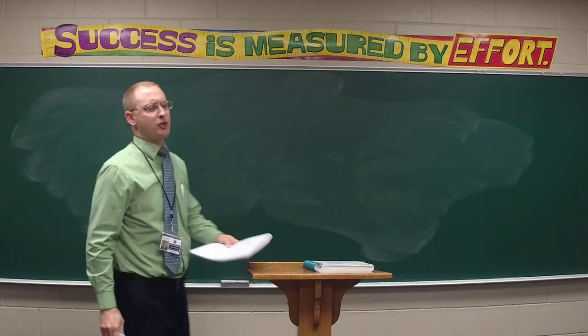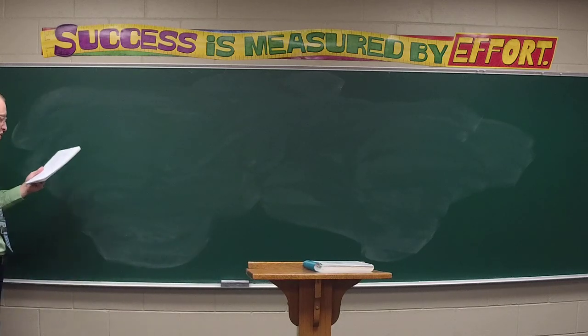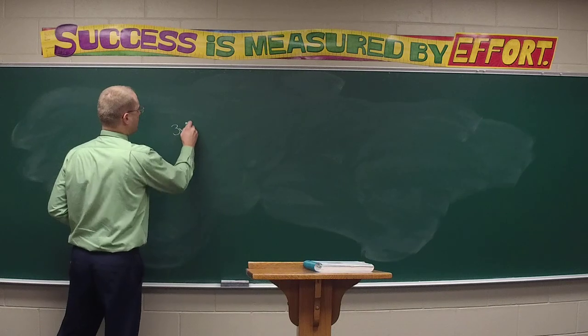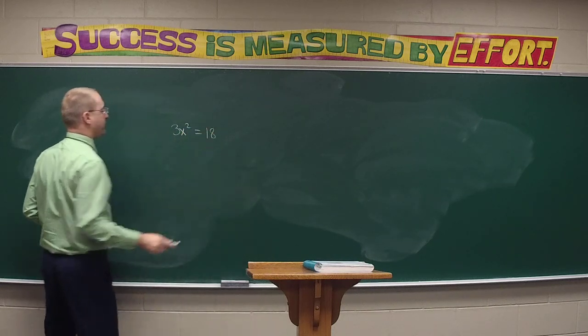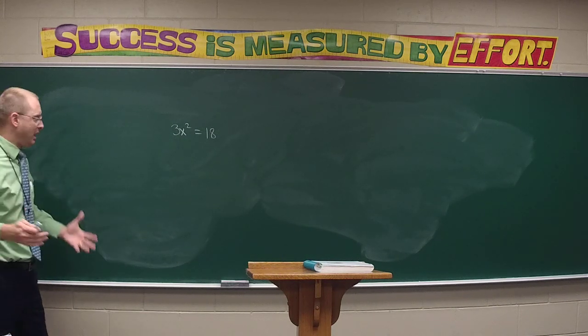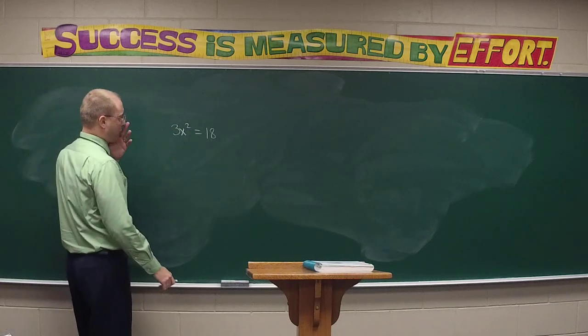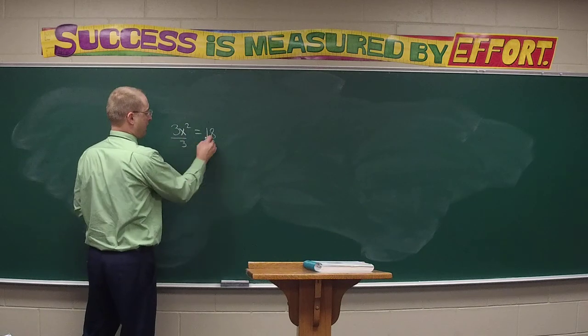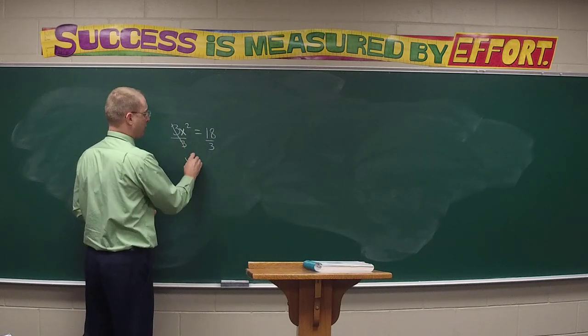And the reason I think these are so easy is, frankly, this is intuitive. This is probably what you would do if you weren't sure what to do. If I never taught you, you'd probably figure this out. Because if I want to solve for x, I've got to get x by itself. So first I'd have to get rid of the 3 by dividing it away. And of course, that would give me x squared equals 6.